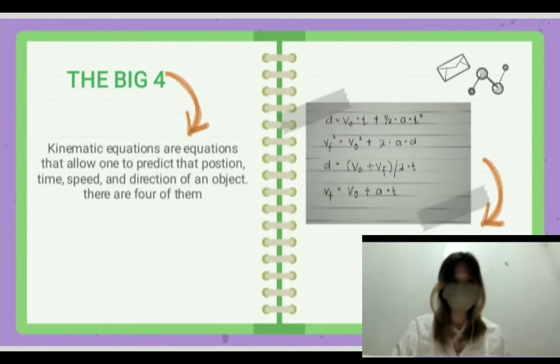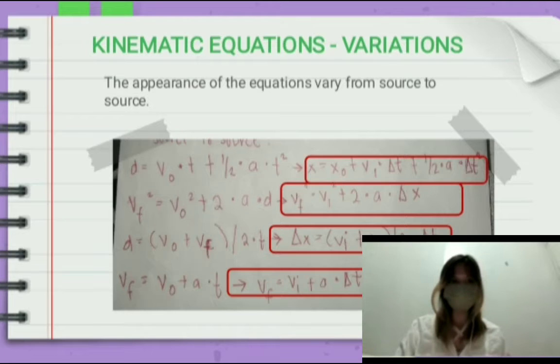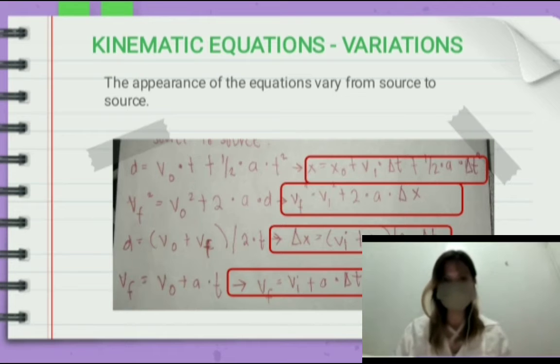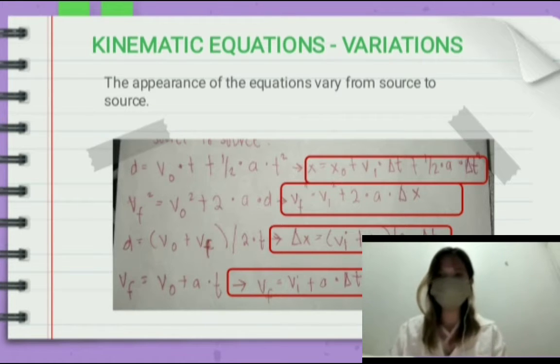These are the four kinematic equations, and they all assume one thing: that over the course of motion, the acceleration value that you see in these equations is constant. One thing that you should be aware of is that the appearance of these four kinematic equations may vary from course to course and teacher to teacher.